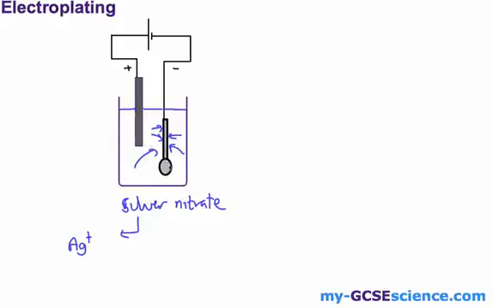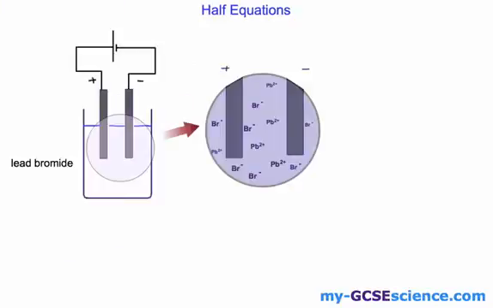Other types of electroplating you could do are copper electroplating, or copper plating. You could do nickel or chromium, but all the uses are very similar, either for protection or to actually improve the appearance of the metal that you're using. Okay, now the last thing I want to go through quickly is this idea of half equations, and this actually is part of the higher tier. And half equations are equations that describe what's going on at the 2 electrodes.